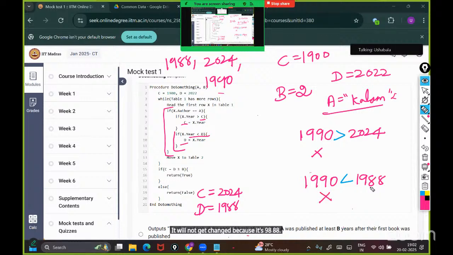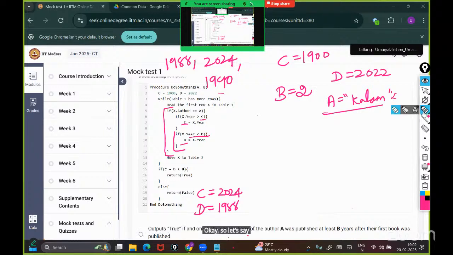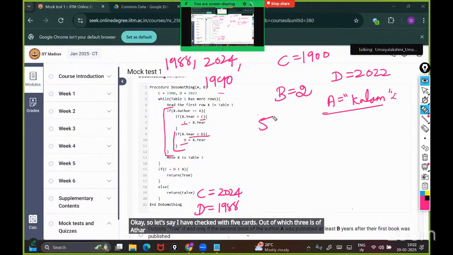So let's say this is asking C minus D greater than or equal to B. We'll come to that. So far I didn't complete the loops. Let's say for this I have checked, so the values in the loops are not changed. Let's say I have checked with 5 cards, out of which 3 are of author columns. Now let's say I have completed this whole loop.